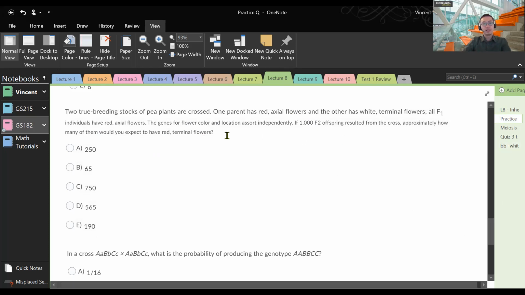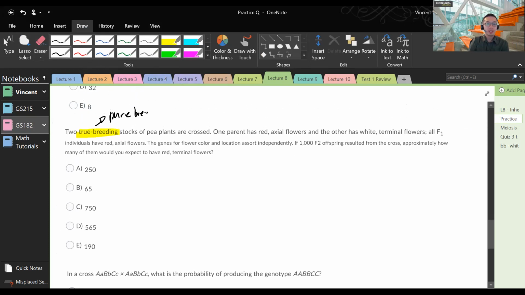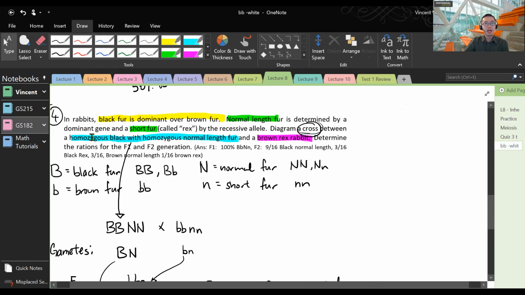All right, so I assume you've read it. If you haven't, I'm gonna read it now anyways. So true breed just means like purebred, right? Pure breed means they are homozygous on all the traits, right? Just like the rabbit question, right? The rabbit question right here. Okay. The parents are homozygous black, homozygous normal. So that's a purebred or true breed.